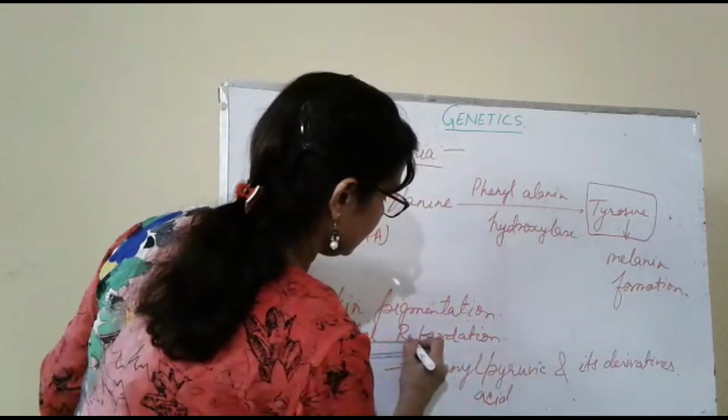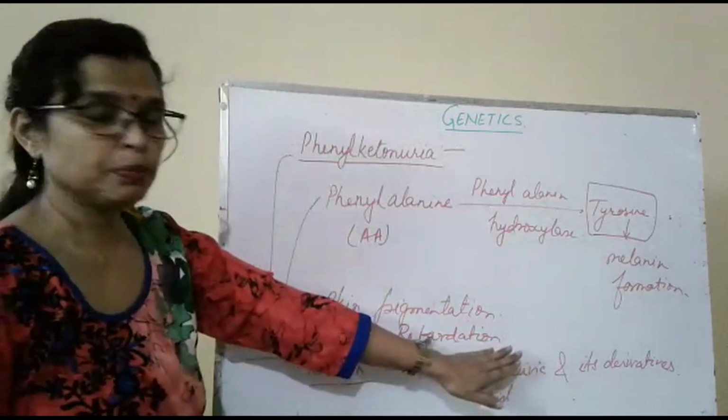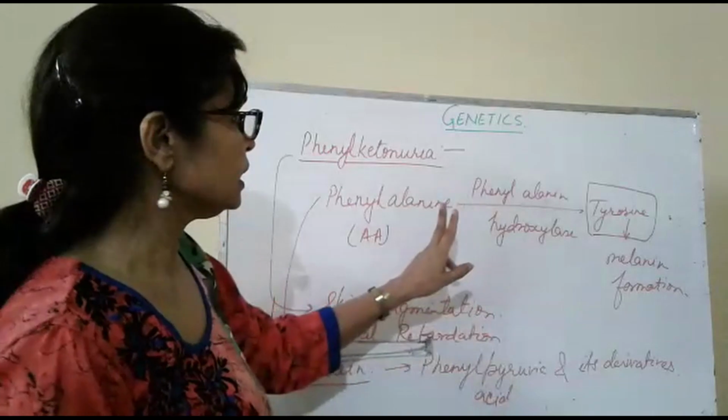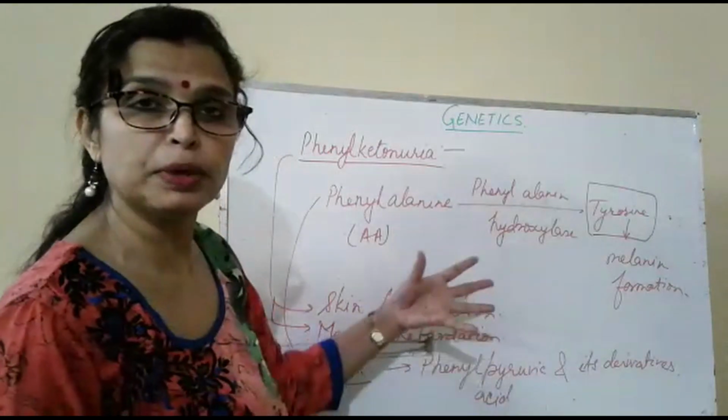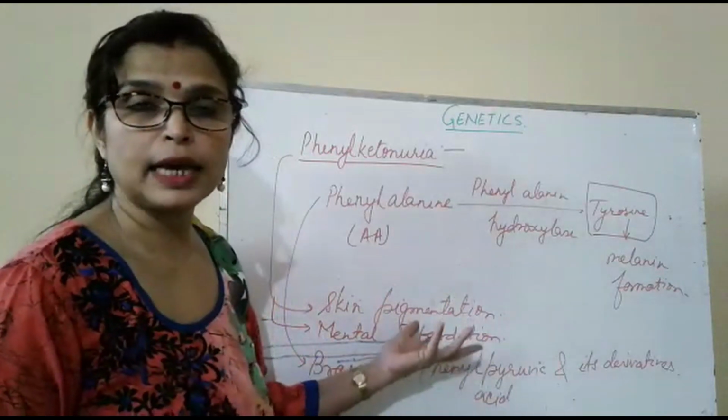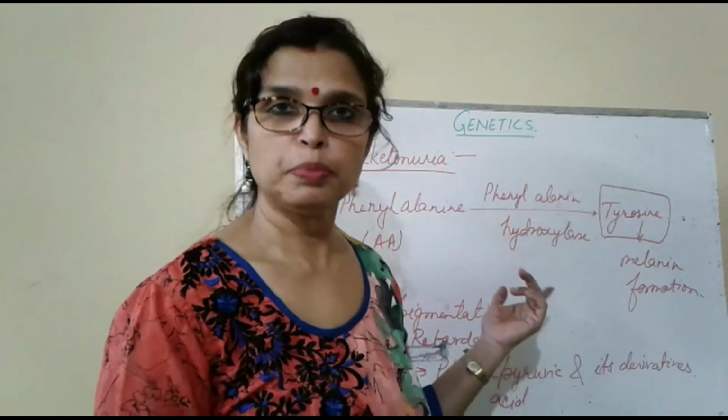So this is pleiotropy. Because of pleiotropy, one gene is responsible for so many phenotypic characters. This is all about pleiotropy.